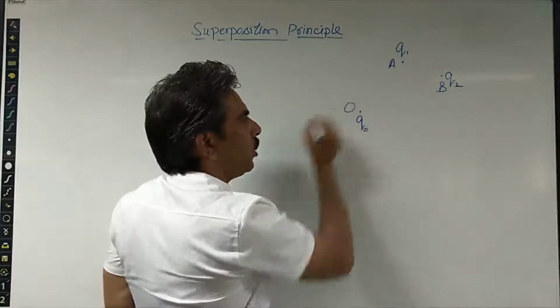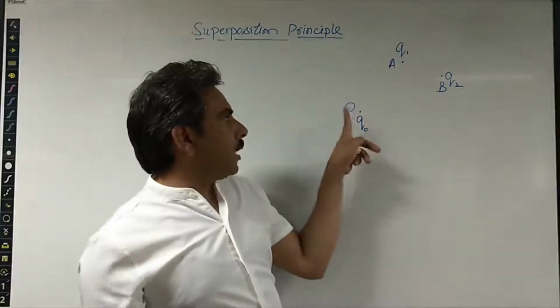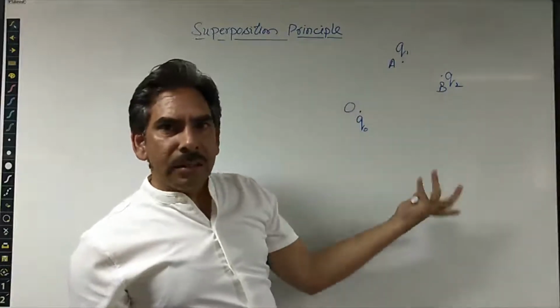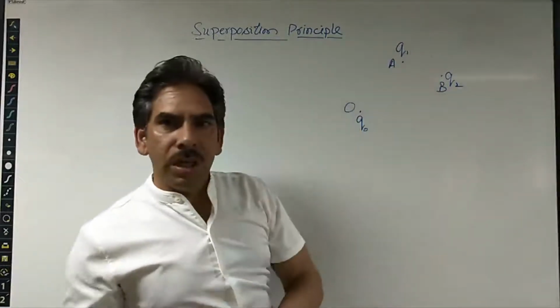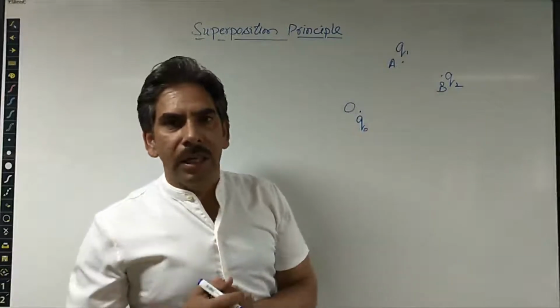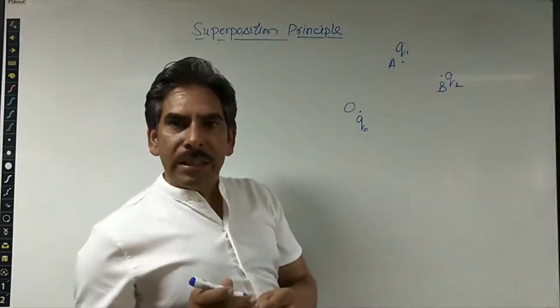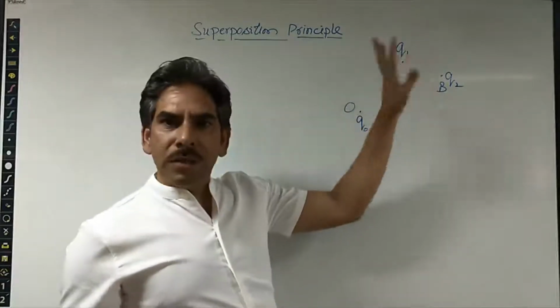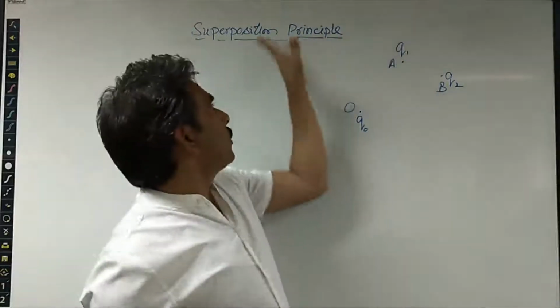Let it be at position O. So the test charge is lying at position O and there are two charges which are lying in any discrete manner. So they are exerting some force on Q naught. So how do we find the net force on Q naught? We can find the net force on Q naught, the given test charge, due to any number of charges. Here we are taking two charges, by using the principle of superposition.